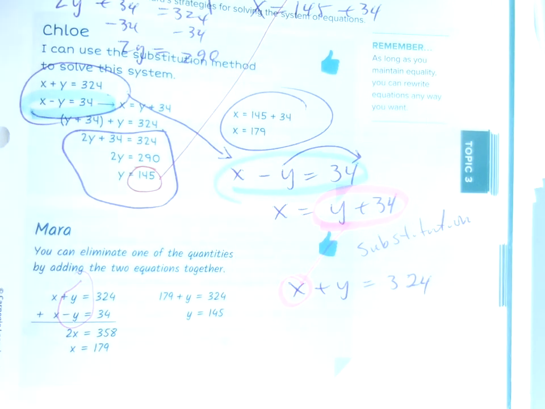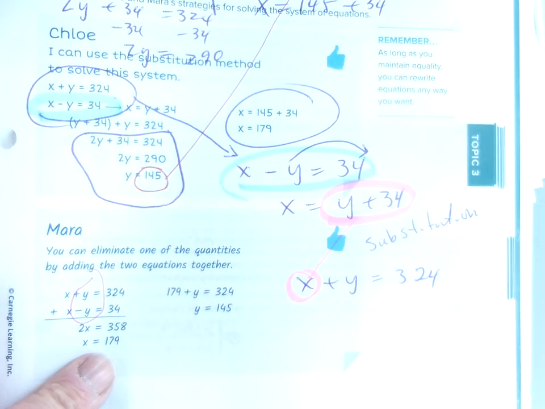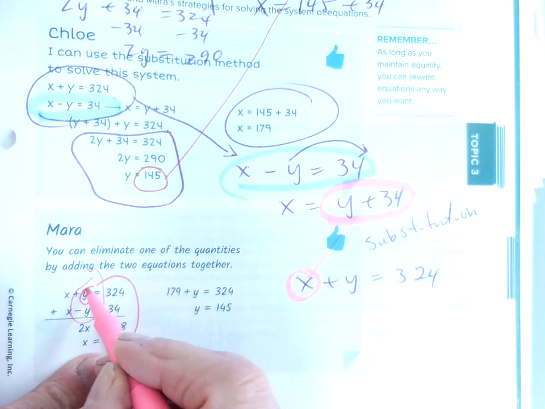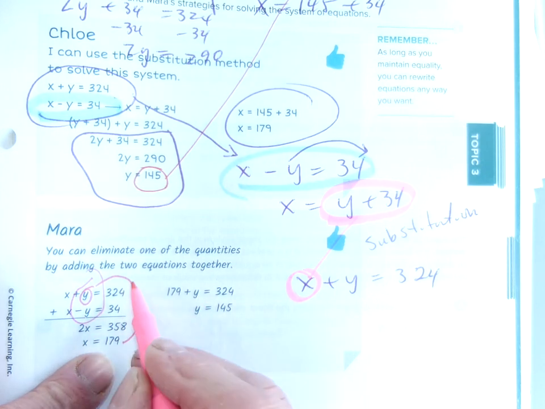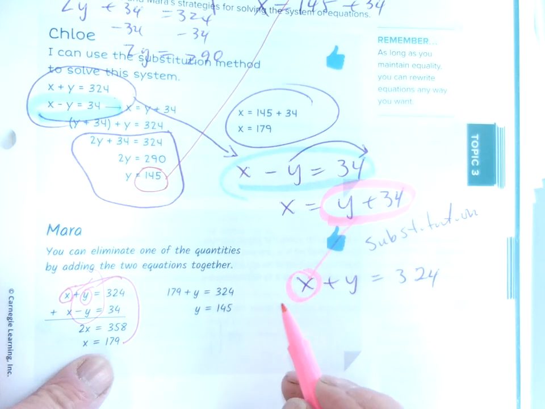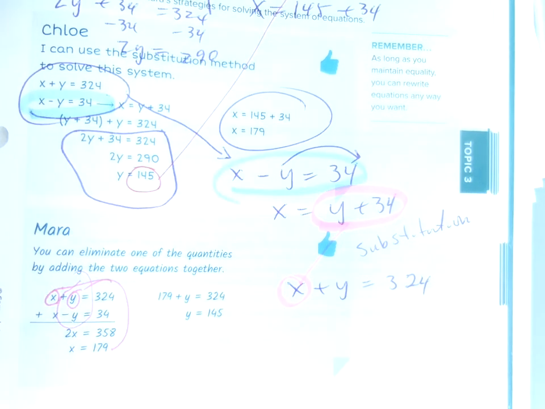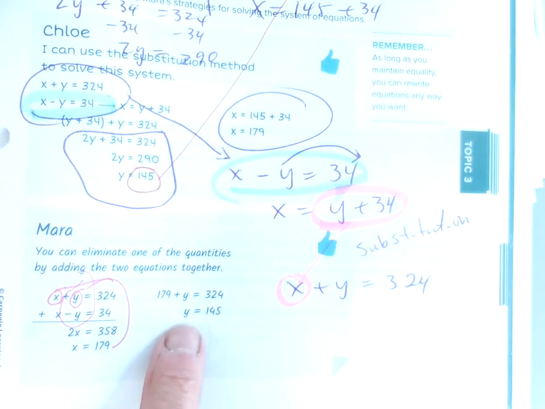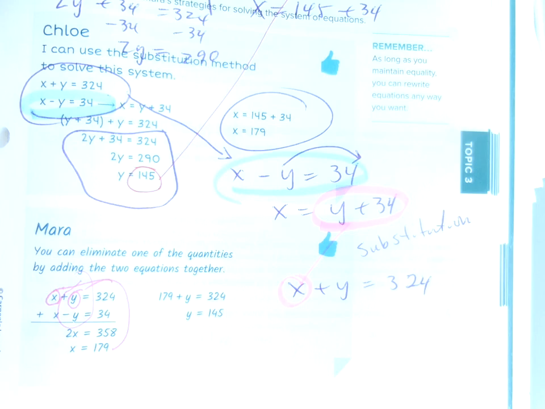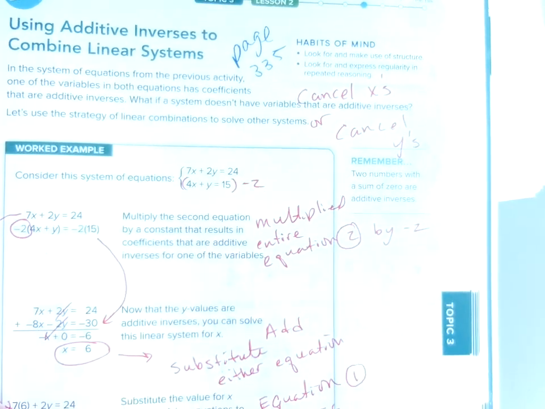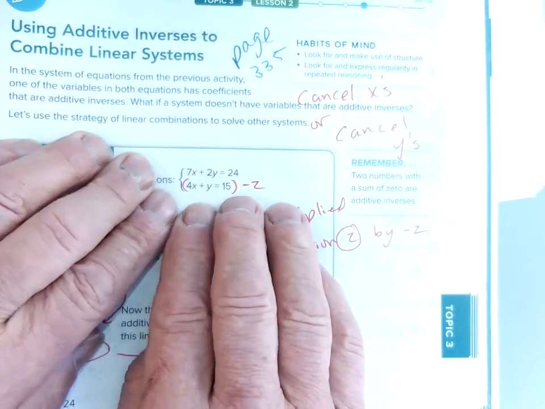Then to get the value of y, you plug that into one of the two equations. We were able to solve, and y turned out to be 145.